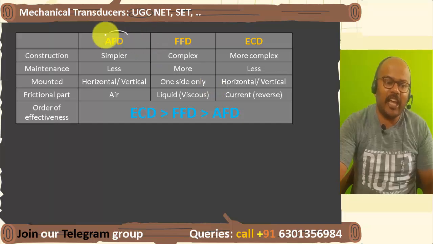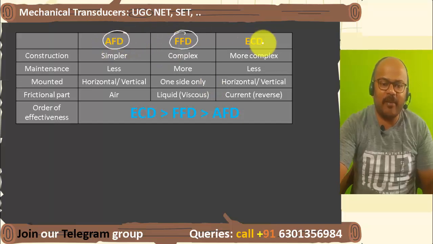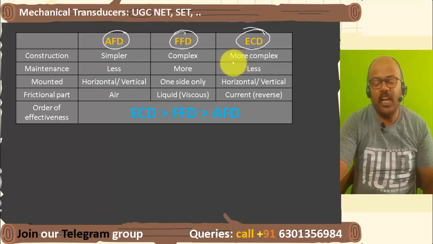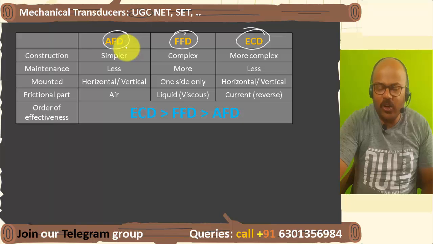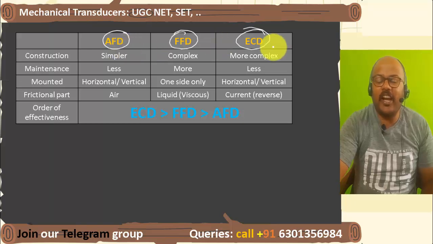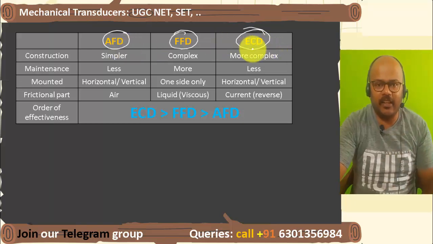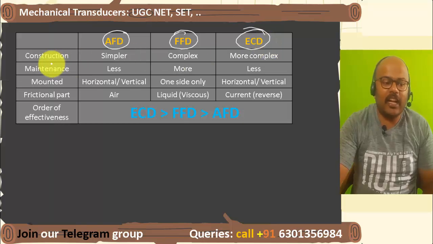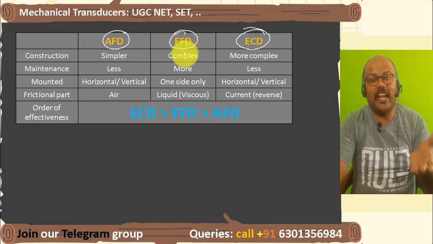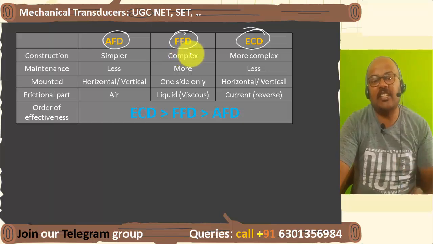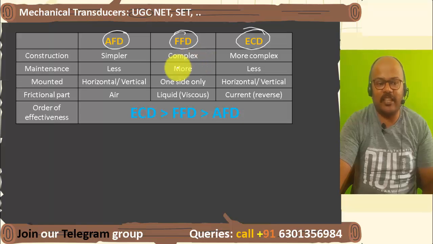In the case of air friction damping, fluid friction damping, eddy current damping, in order to push it, what is the thing you are going to use? Are you going to make use of air or fluid or eddy current? Which one is better? There we need to compare and contrast. Construction, it is simple, complex and complex. Maintenance, air, less only. In the case of fluid friction damping, you have to change it often, and there may be chance of leakage. All those things you are going to consider.